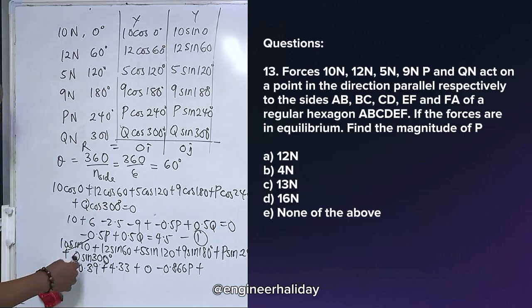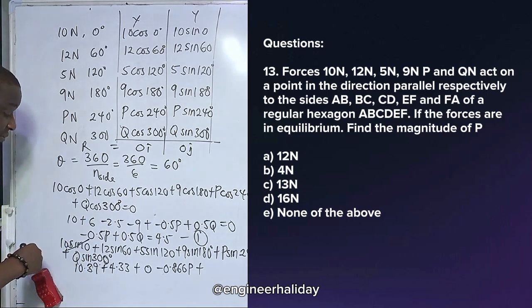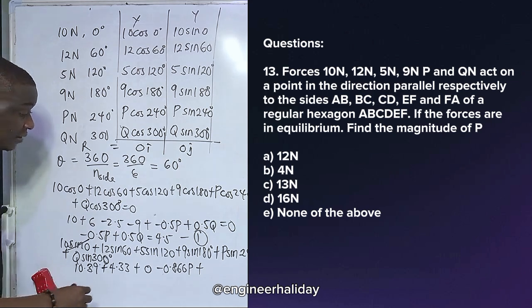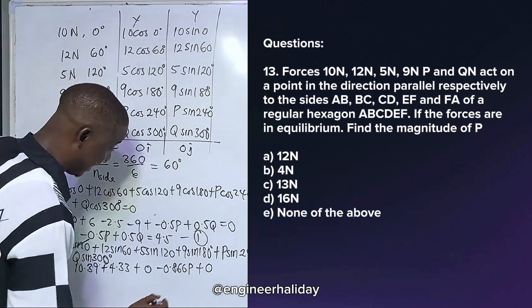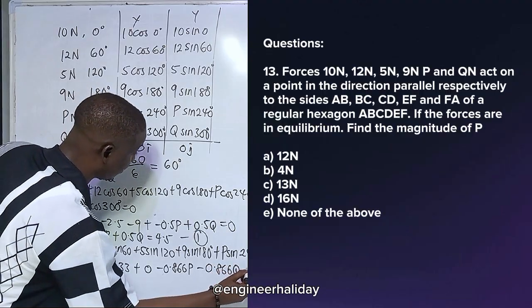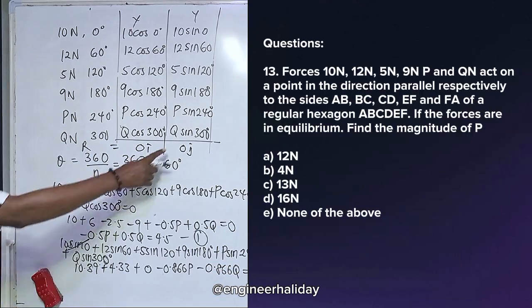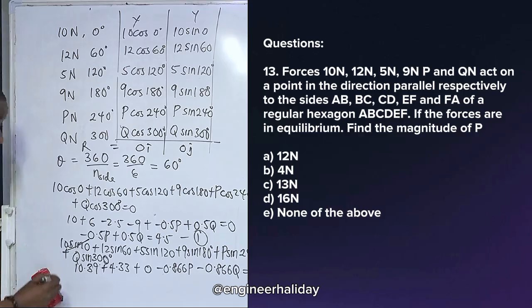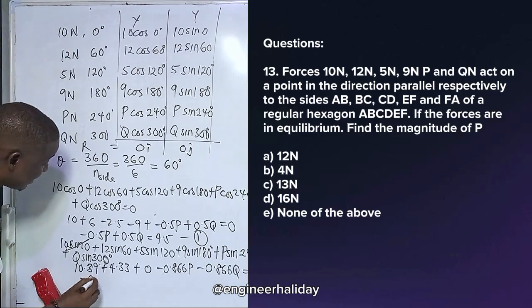Then what about the second one? Q sin 300 is minus 0.866Q. This comes to 0 because it is in equilibrium. So what we have is minus 0.866.